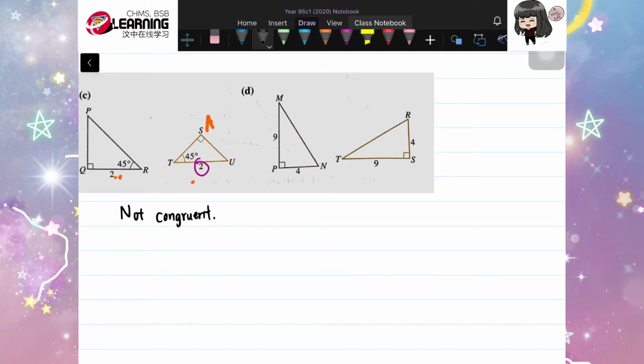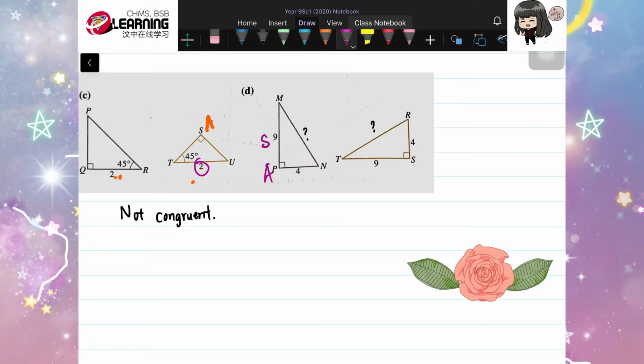Okay, part D, we have a right angle also, but we are not given any hypotenuse, so it's definitely not RHS. So it's considered as an angle. This is angle, and then this is side, this is side. Side, angle, side. Look at this. This one is also the same side, 9, both 9. Angle, right angle, and then we have side 4. So this is SAS, a congruent triangle.